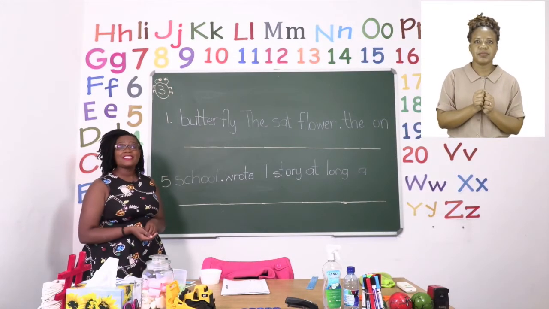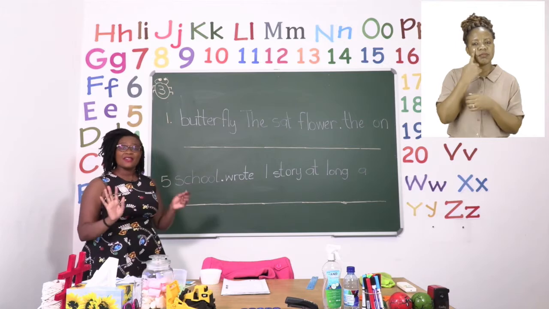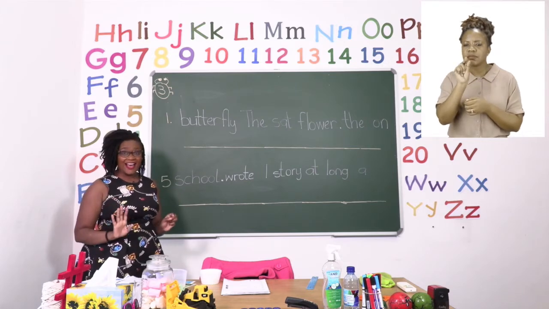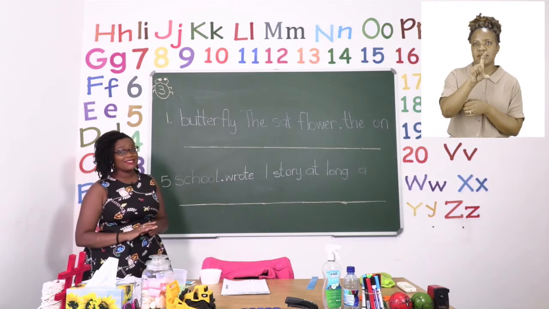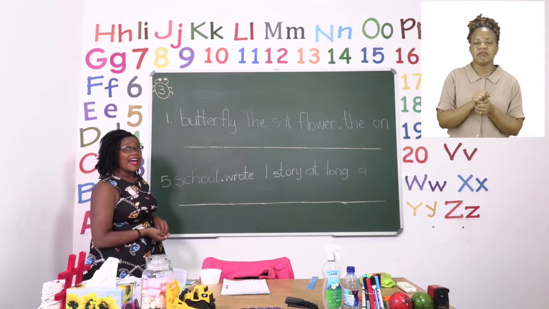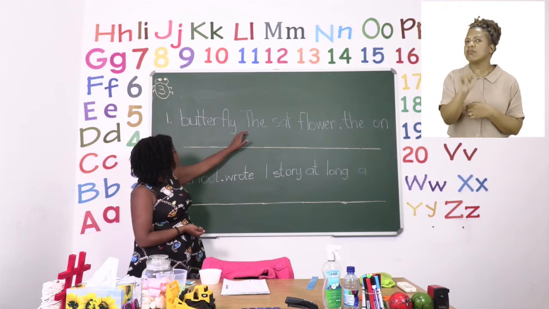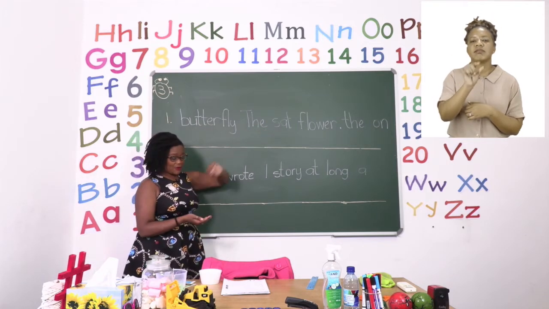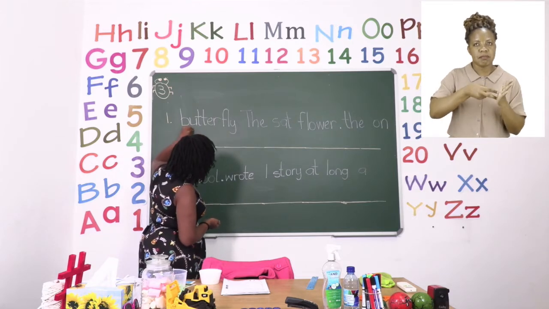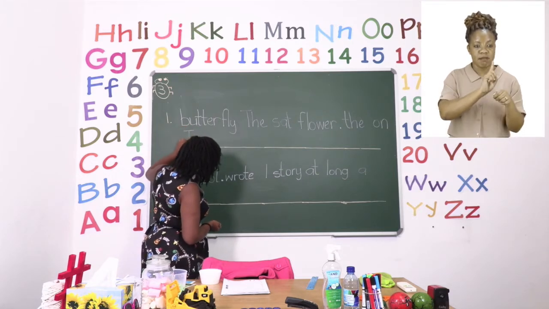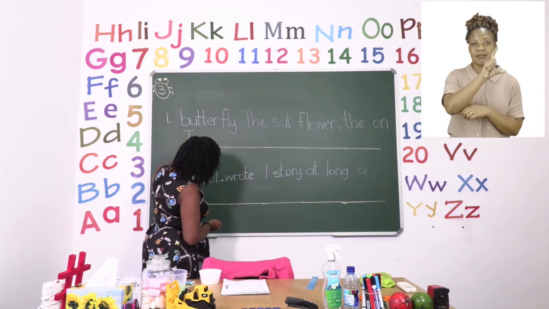Now, the first thing we need to realize is that we're going to start with a capital letter, which means we need to look for the word that has a capital letter. And the word that has a capital letter is the word the. So we're going to take this the and write it first with its capital letter. I'd like you to please do the same in your book.